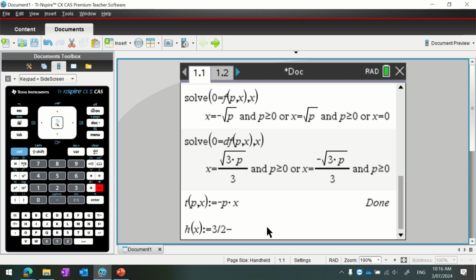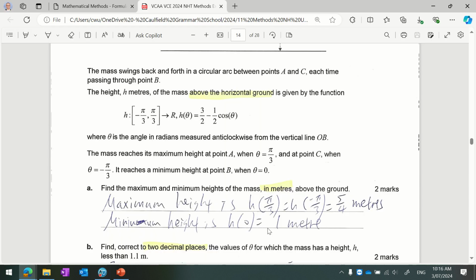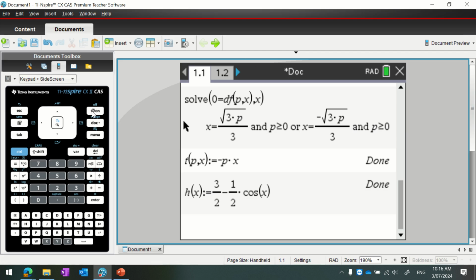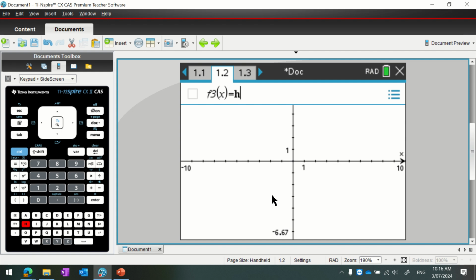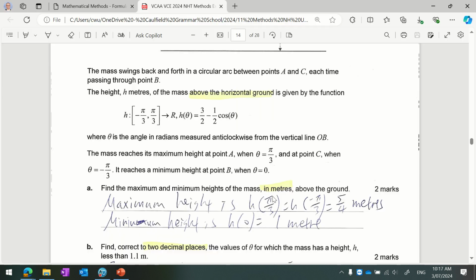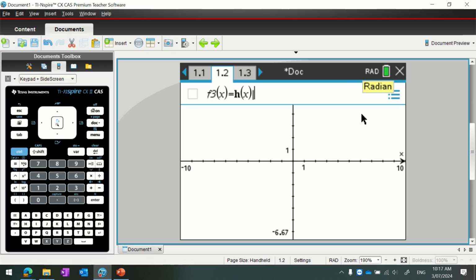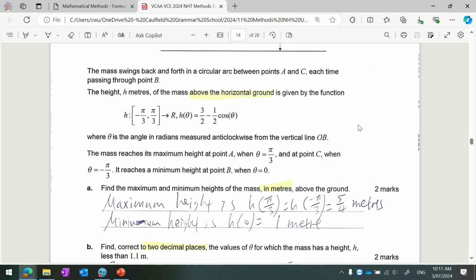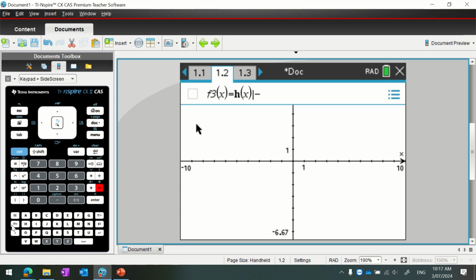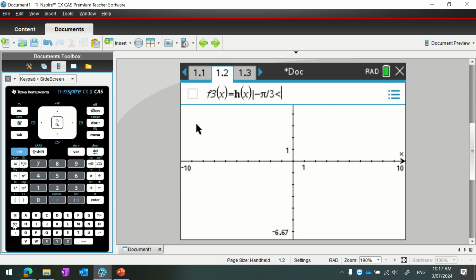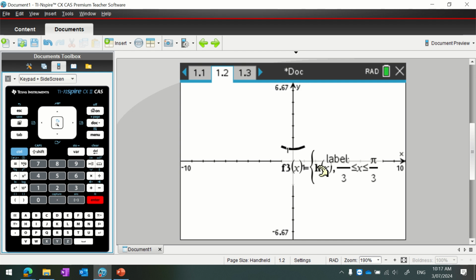We are going to define the function 3/2 minus half cos x, and we are going to graph it. Let's open a new graph. And let me check it's in radian. It is radian, and the domain we have to put in. The graph looks like this.